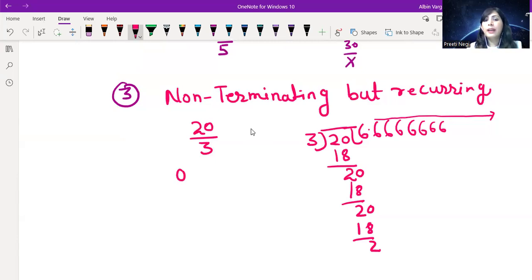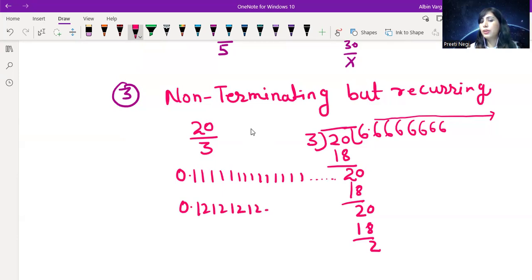So we have 0.1111 and 1 is repeating itself. Again it's continuously going, right? So these are again rational numbers. Let's suppose you have 0.1212121212 and 1212 is going on and on.